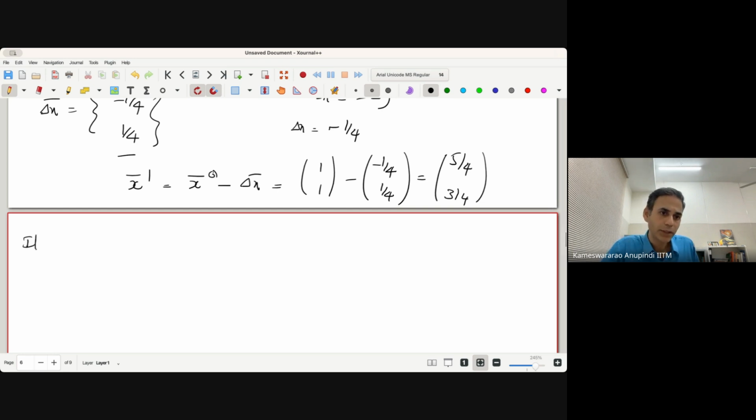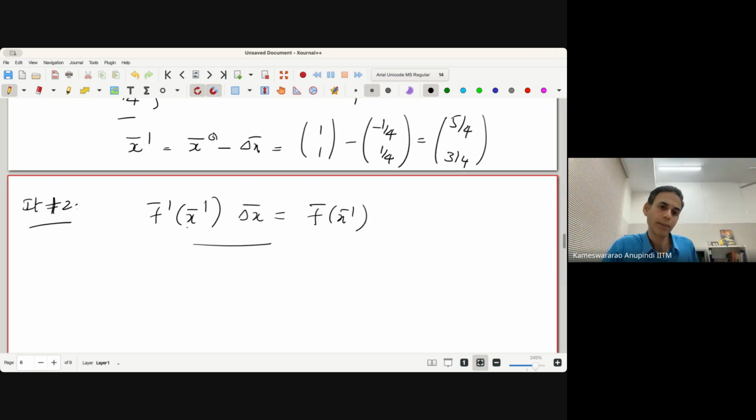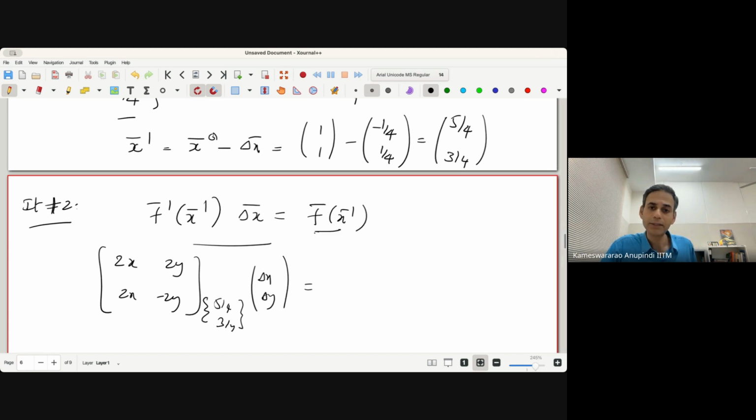Now let me do one more iteration. This is iteration number 2. Iteration number 2 is going to be again calculate f bar prime of x bar 1 times delta x bar equals f bar of x bar 1. So f bar prime of x bar was obtained as [2x, 2y; 2x, -2y]. Substitute, evaluate this at 5 by 4 and 3 by 4 times delta x, delta y equals, on the right hand side, I need to now calculate f bar of x bar 1.